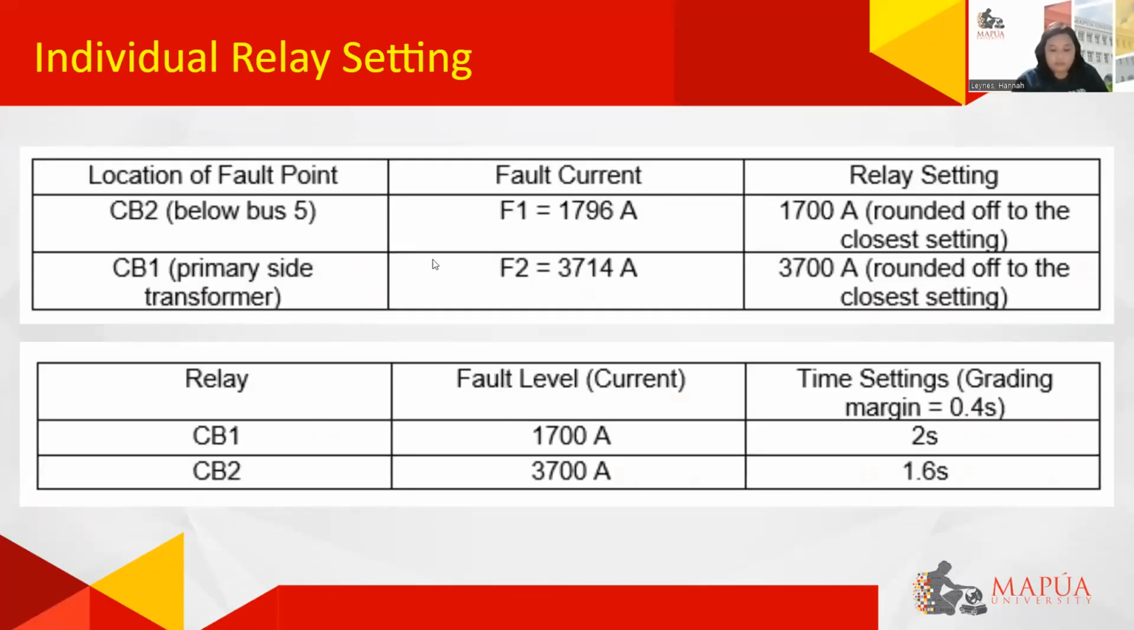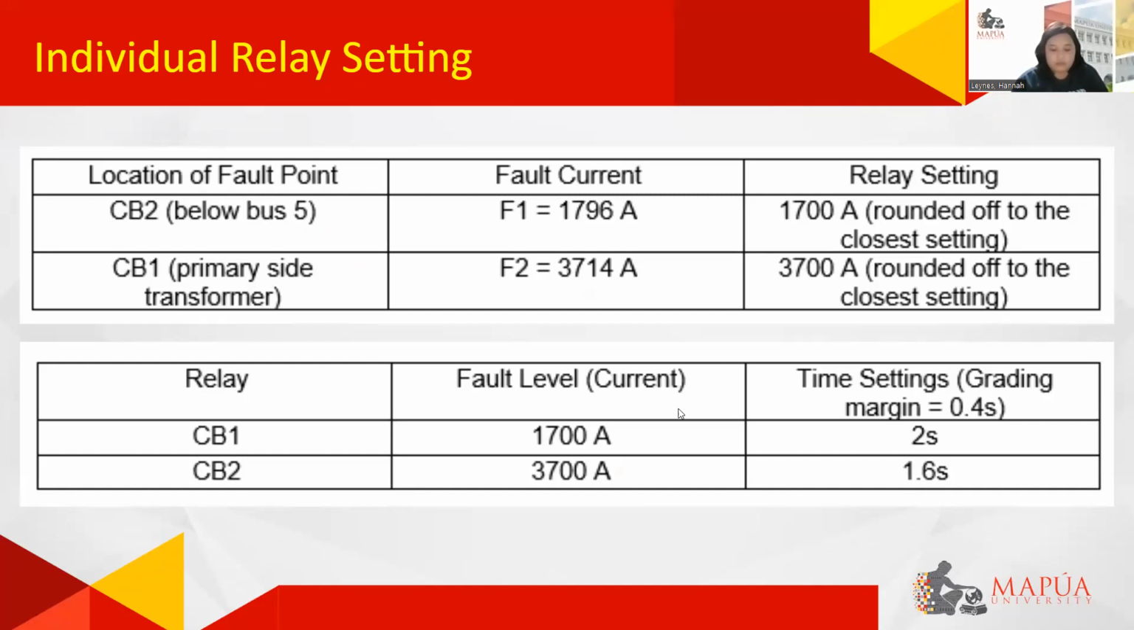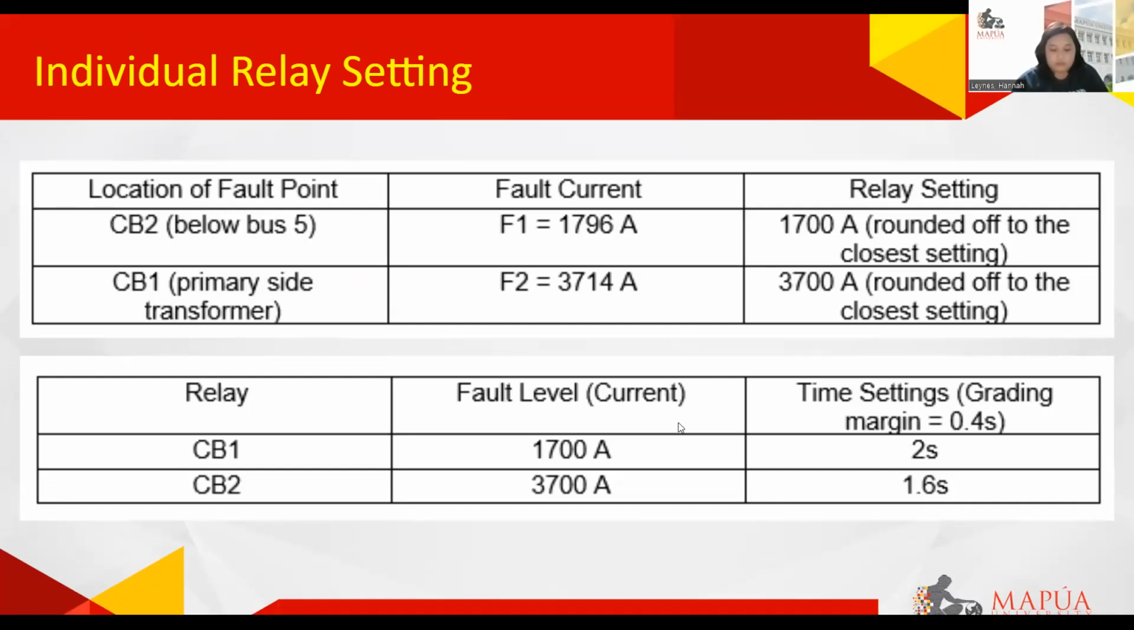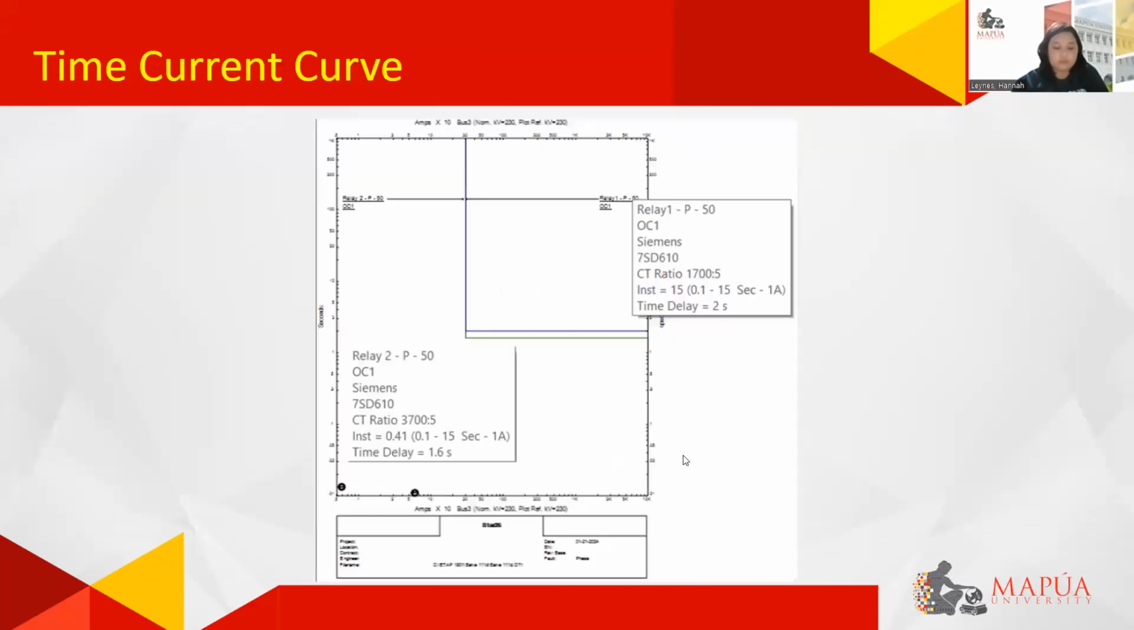And then moving forward, we have here the individual relay settings. For fault current 1 below bus 5 at circuit breaker 2, we have 1,700 amperes, which is rounded off to the practical setting. Then for fault 2, we have 3,700 amperes. Beneath the table, we have the definite time relay. It is assigned that the time settings will be 2 seconds and 1.6 seconds respectively for every circuit breaker present.